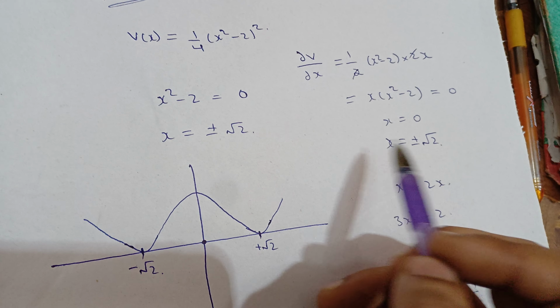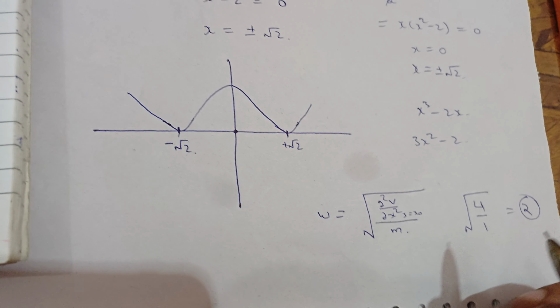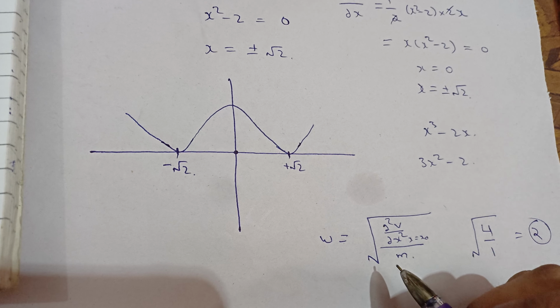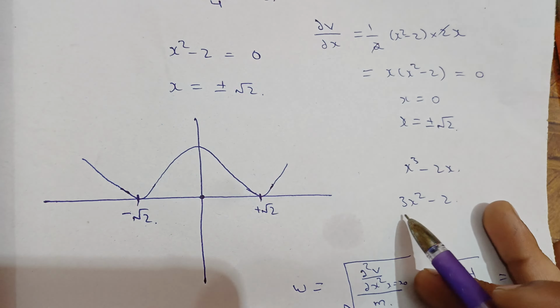Okay, so you have these two potential wells where the particle can oscillate. It is the right well, it is the left well. Now you need to find the frequency of the particle if it oscillates in this well. So how can you find the frequency? You know the formula: square root of the second derivative of V with respect to x at x equal to x naught, divided by m. Here m is 1 unit, and the second order derivative will be 3x square minus 2.